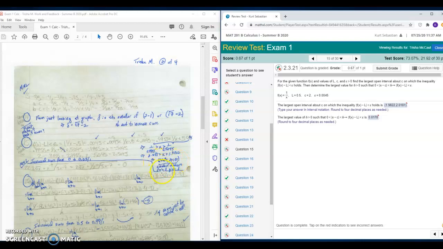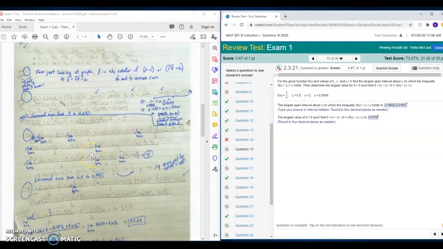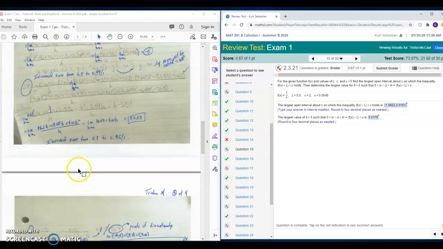Then the smallest distance from 2 gives you delta. So this distance from 2 is 0.0181. This distance from 2 is 0.0178. Right? So delta then is 0.0178. That's your distance. So I did increase that score from 0 to 0.67. You didn't talk about finding delta in this problem, but I think you just didn't get to it because you got confused in this situation up here. All right, that's 15.